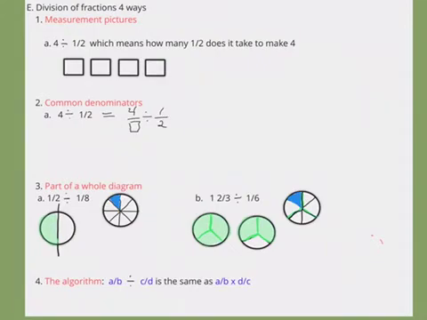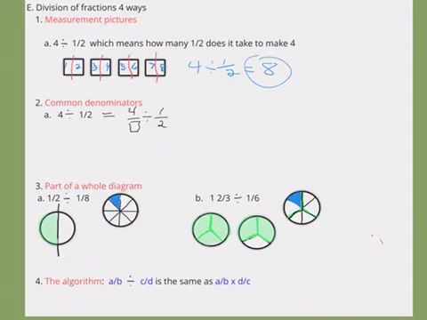So what I can do is I can divide up my squares into halves, and then I can just count how many of those I have. So I have 1, 2, 3, 4, 5, 6, 7, 8. I have 8 halves that will give me 4. So 4 divided by 1/2 is equal to 8. I have 8 halves.